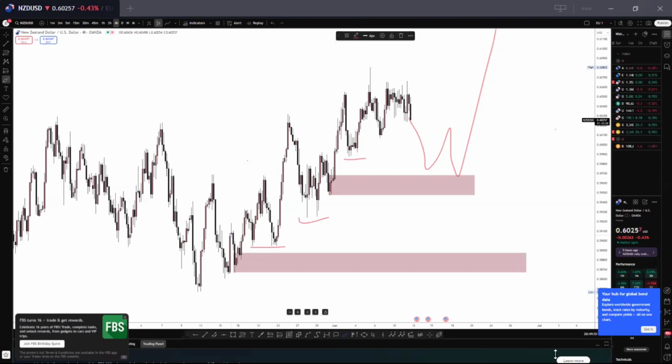Let me start here. The first order block, you mark here to the left side, not there, not there. Yeah, there. From there, you mark that as the point of interest for the next move.